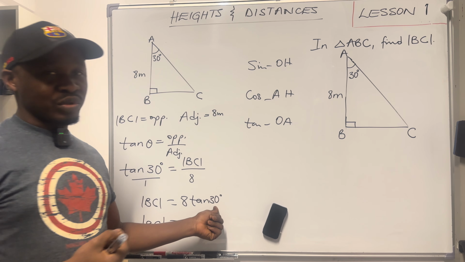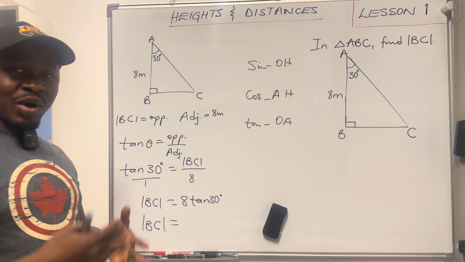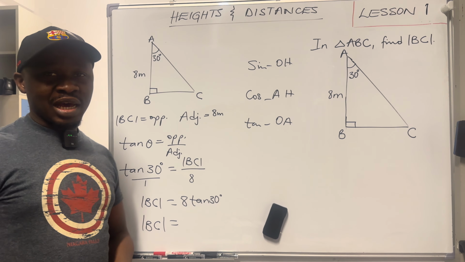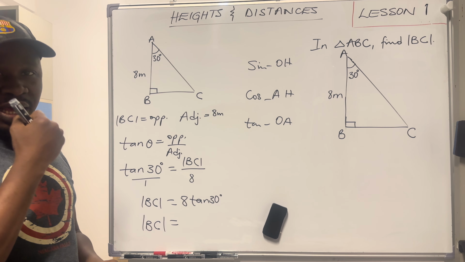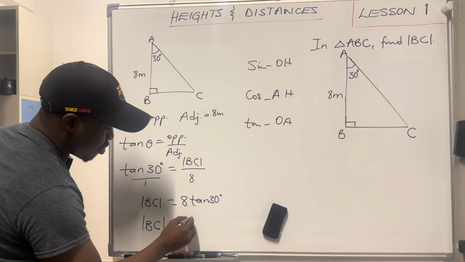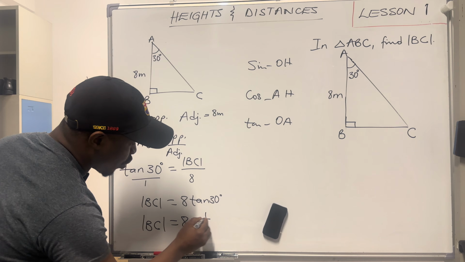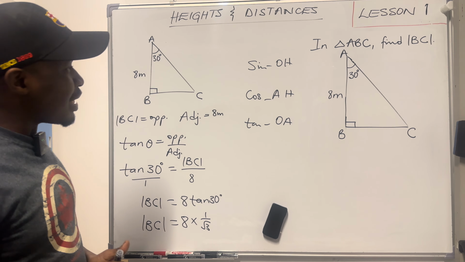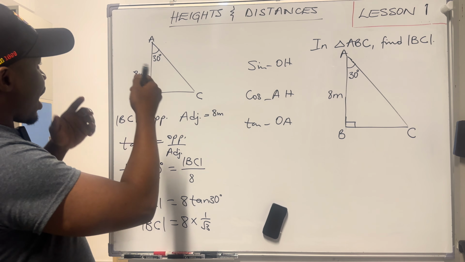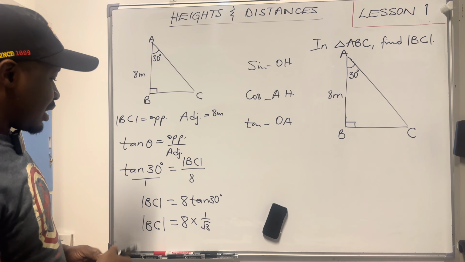If you are dealing with special angles like 0, 30, 45, 60, 90, 120, 150, 180, and the rest of them, and you are conversant with their ratios, you can write that. So this is 8 multiplied by tan 30. What is tan 30? Tan 30 is 1 over root 3, depending on what you practice or understand from how we derive them in one of the videos we did. But the calculator can give you something else.